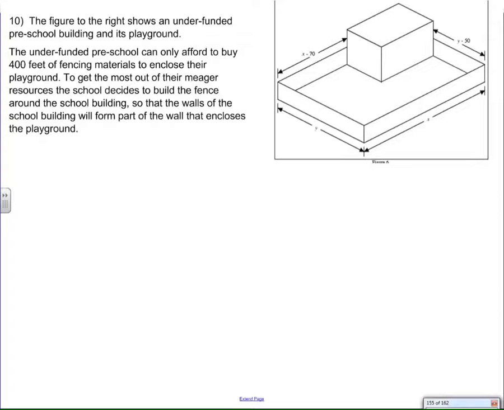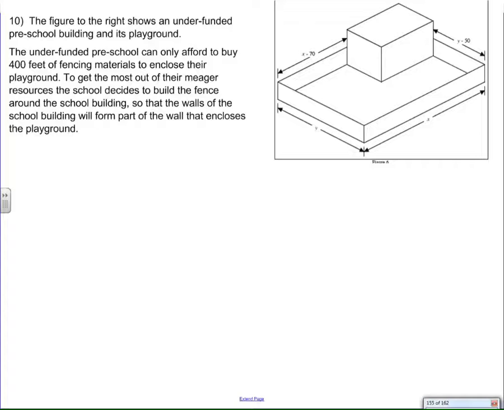Hello, today's video lesson is going to go over a variation on a classic optimization style problem. Usually we have a fencing problem of some kind. Sometimes the fence will go along three sides. This time what we have is a fence that's going to partially form around a school block.